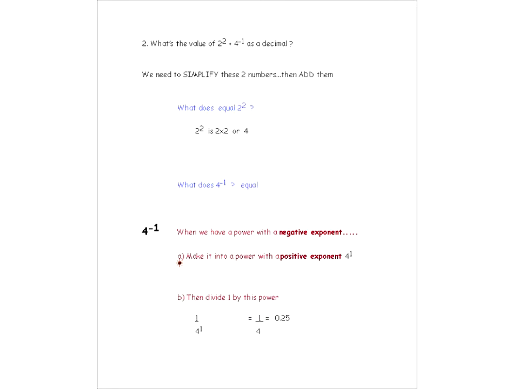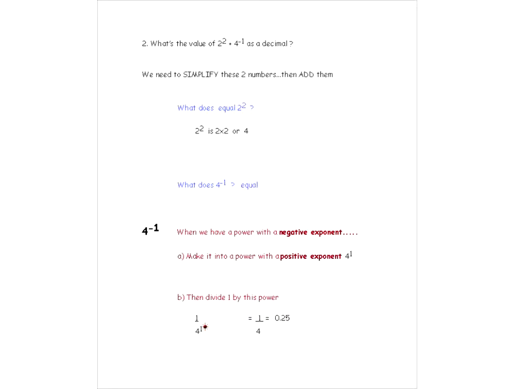The second step is divide 1 by this power. So instead of having 4 to the 1, we have 1 over 4 to the 1. Those are the 2 steps right there. Take the negative exponent, make it into a positive exponent. That's step A. Step B is divide 1 by that positive power. So we have 1 over 4 to the 1 after those 2 steps.